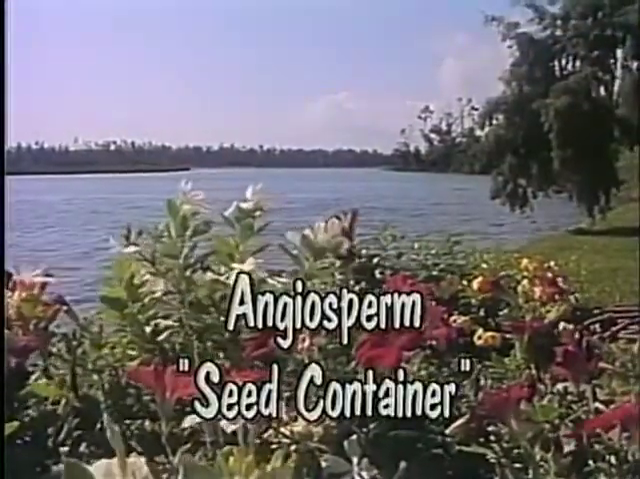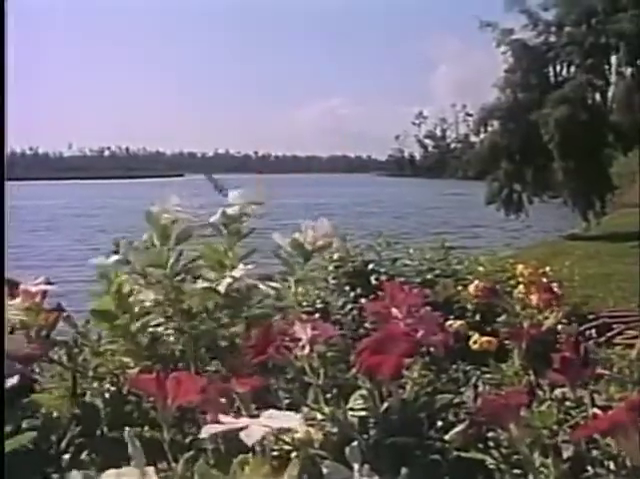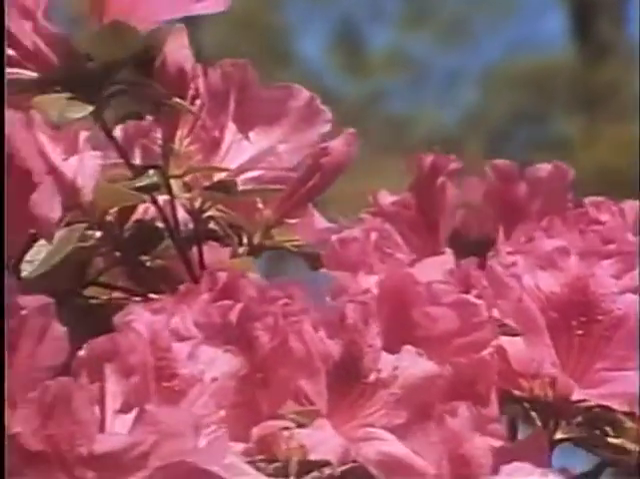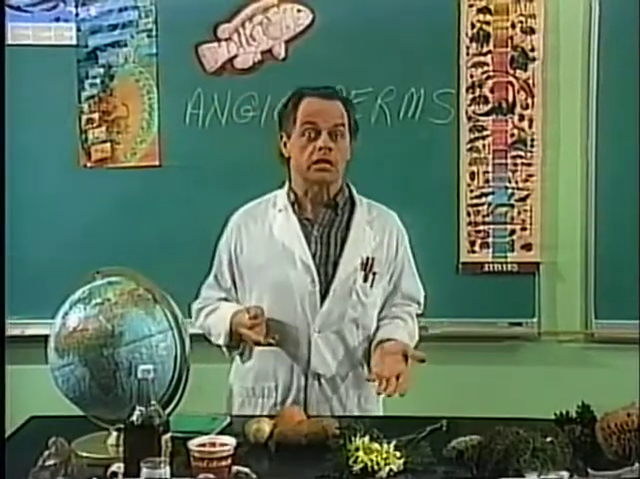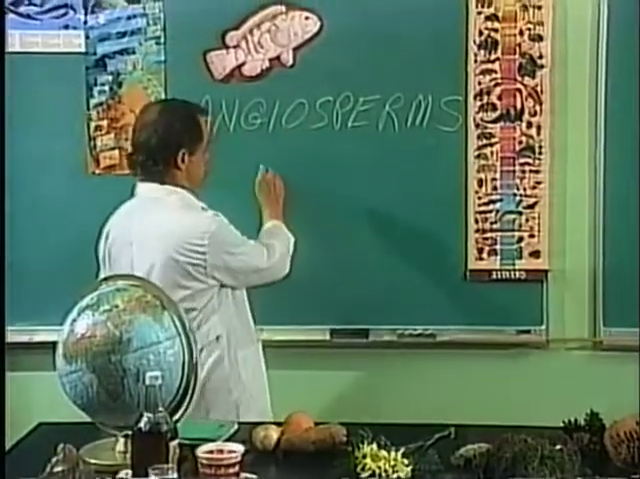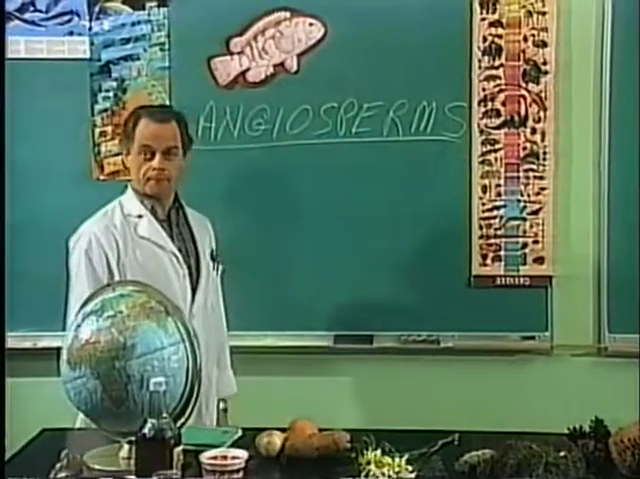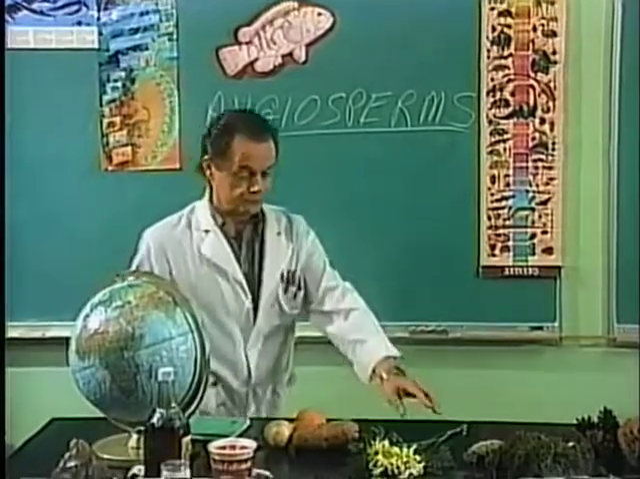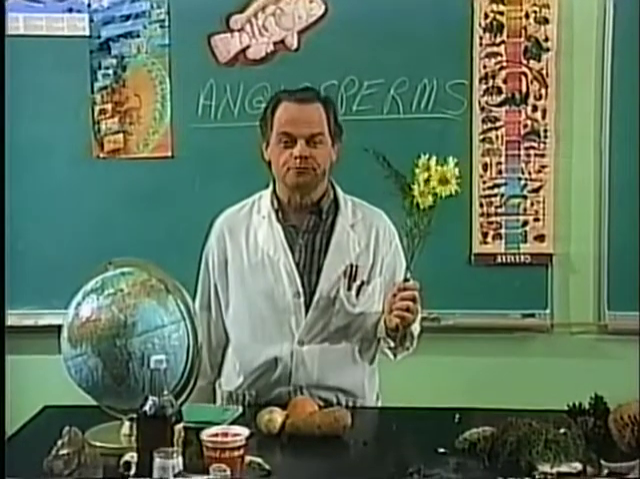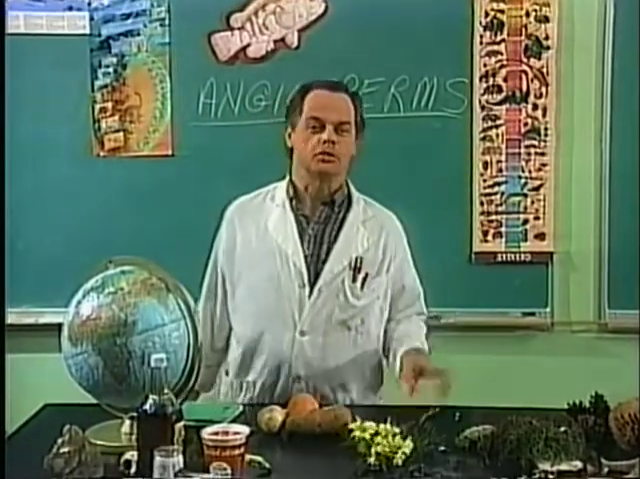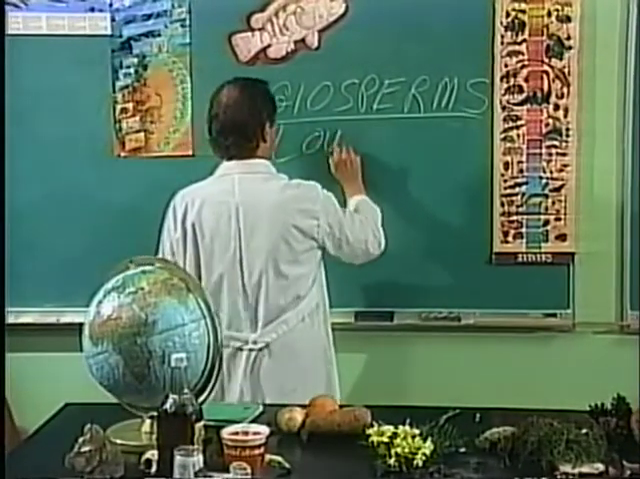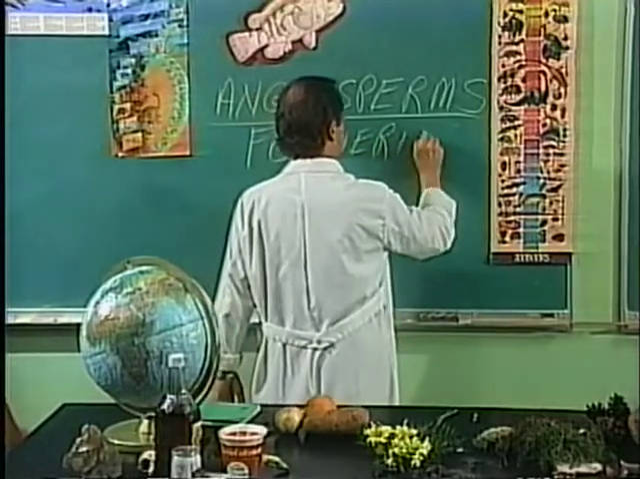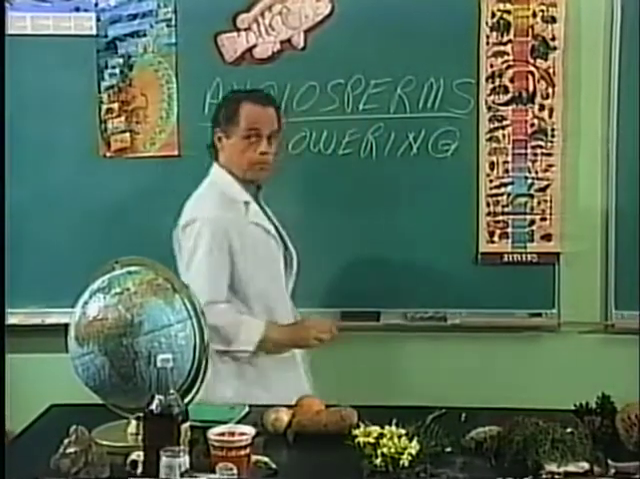Angiosperm means seed container, describing the specialized structure that encloses the ovules and the seed. With that description, what do you think the seed container of an angiosperm is? Well, it's the flower. Simply put, angiosperms are flowering plants.